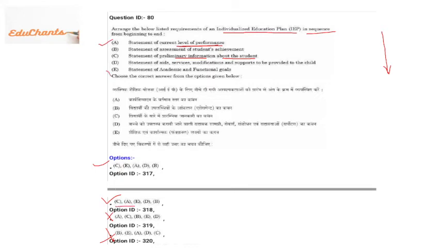Then we'll go for the academic and functional goals. What are her goals or his goals? Then we'll go for the statement of aids, services, modification and support to be provided to the child. Finally, we'll go for the assessment. So B will be the right answer.